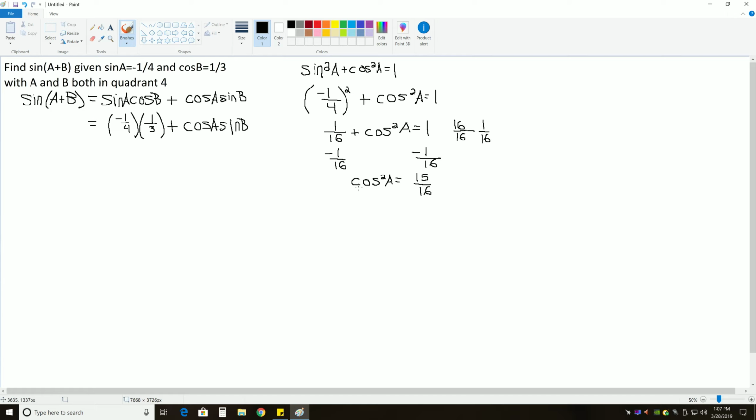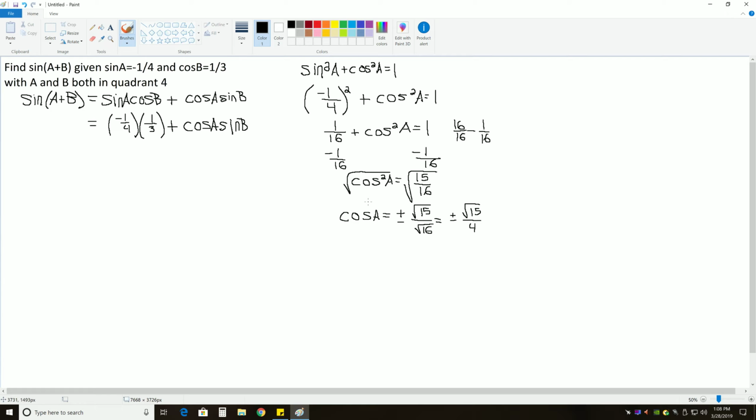And now to finally get cosine of A by itself, we're going to take the square root of each side, leaving us with cosine of A equals plus or minus, because we took the square root of each side, the square root of 15 over the square root of 16. Remember, whenever you have a square root of a fraction, you can just split the square root over the top and bottom. And this allows us to simplify. The square root of 15 over the square root of 16 just leaves us with the square root of 15 over 4.